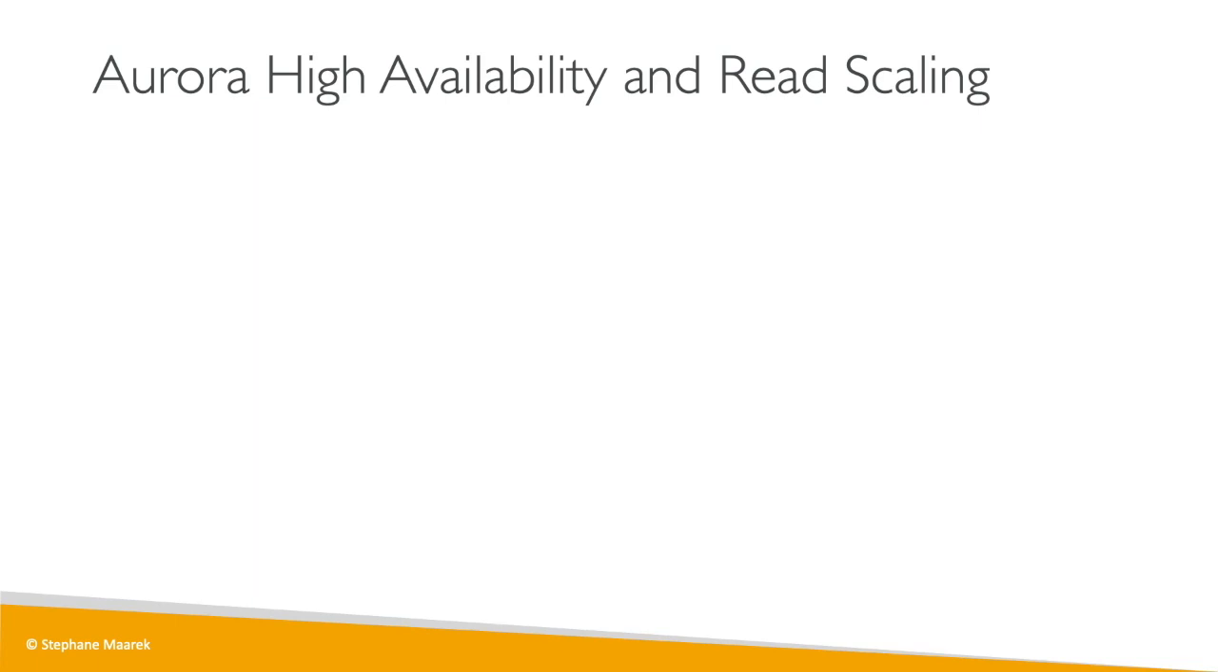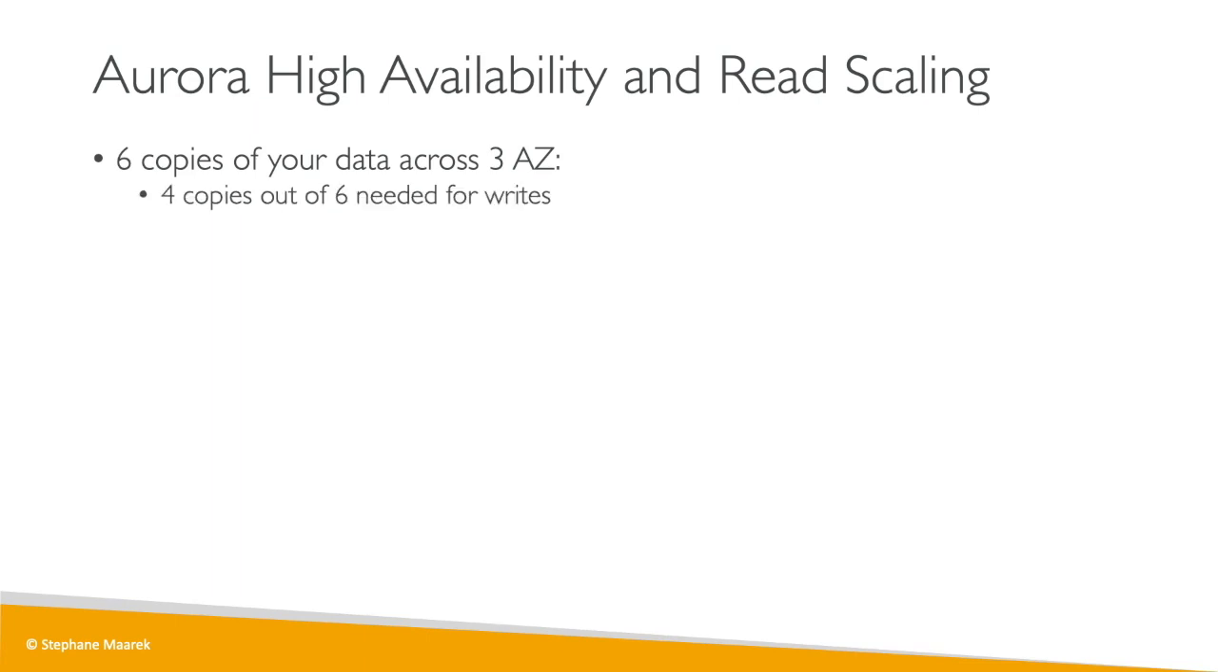So let's talk about the aspects that are super important, which are high availability and read scaling. Aurora is special because it stores 6 copies of your data anytime you write anything, across 3 AZ. Aurora only needs 4 copies out of 6 for writes, so if one AZ is down, you're fine. And it only needs 3 copies out of 6 for reads, so again, it's highly available for reads.